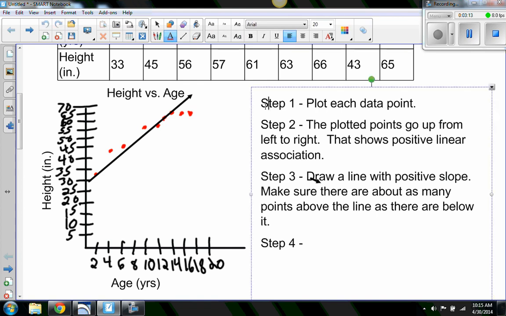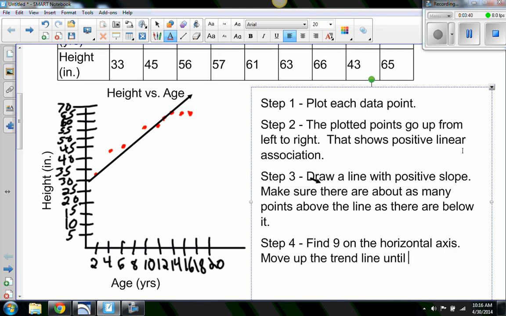So then we'll go down here to step 4. Then we'll need to go ahead and actually answer the question that it asked us. We'll need to find 9 on the horizontal axis, and then just move up the trend line until we can determine the height.